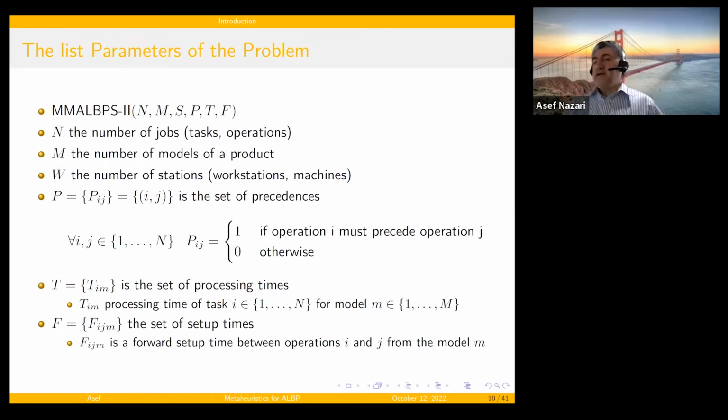So to have an instance of this problem, we have several parameters. Capital N is going to be the number of jobs or tasks. Capital M for the number of models in the problem. W is going to be the number of workstations. And the precedences are shown by an ordered pair, and setup precedence is going to be shown by P. The processing time of each job in each model is going to be shown by t_im, and f with indices ijm is for model m. To move from job i to j, it's going to be the amount of setup time.